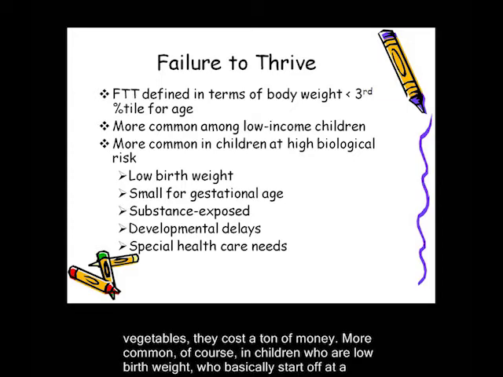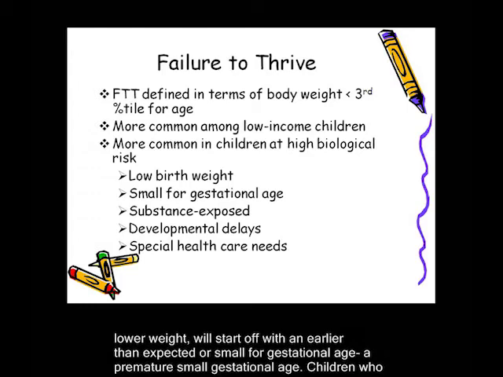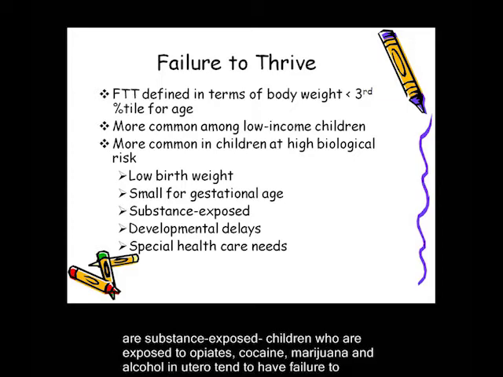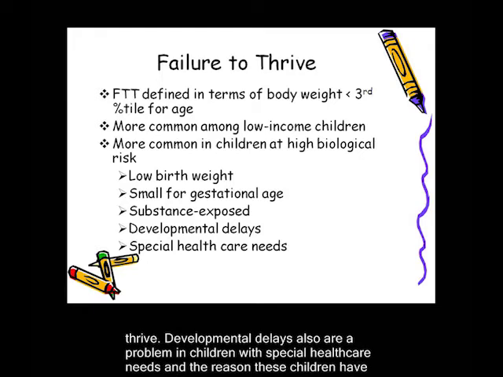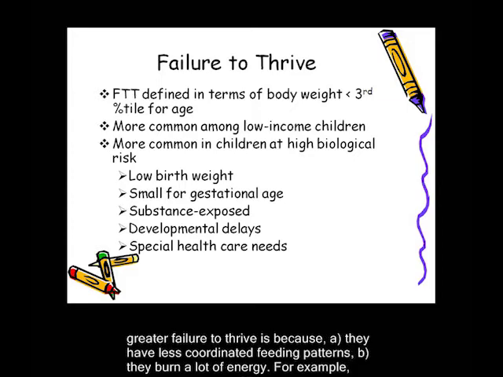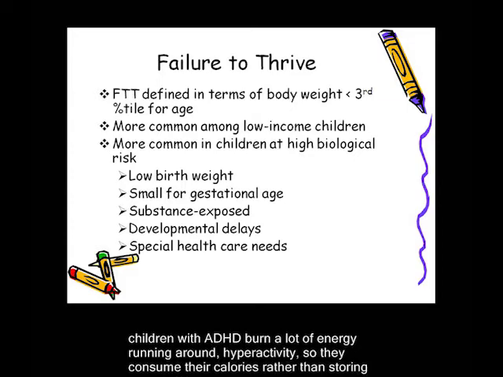It's more common, of course, in children who are low birth weight, who basically start off at a low weight, or start off earlier than expected, or small for gestational age. So premature, small for gestational age. Children who are substance exposed, children who are exposed to opiates and cocaine and marijuana and alcohol in utero tend to have failure to thrive. Developmental delays also are a problem, and children with special healthcare needs. The reason these children have greater failure to thrive is because A, they have less coordinated feeding patterns. B, they burn a lot of energy. For example, children with ADHD burn a lot of energy running around, hyperactivity, so they consume their calories rather than storing them for growth.